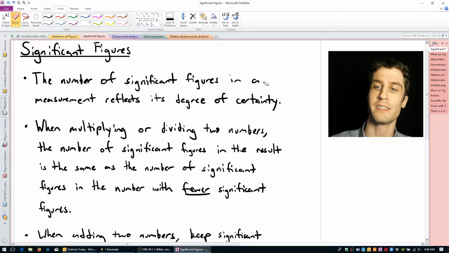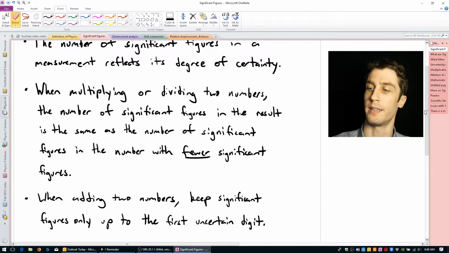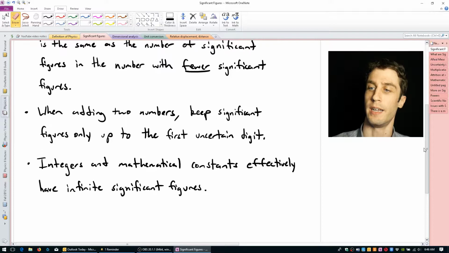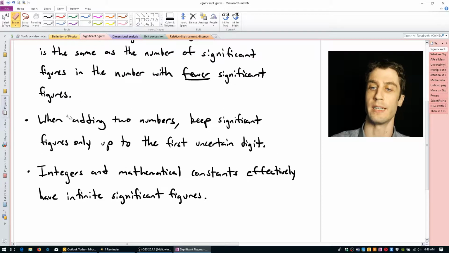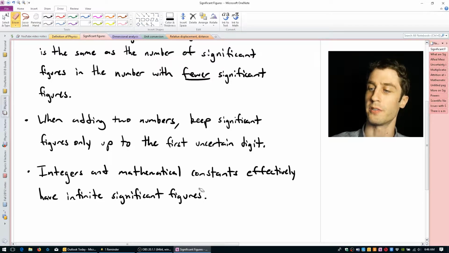So the number of significant figures in a measurement reflects its degree of certainty. When multiplying or dividing two numbers, the number of significant figures in the result is the same as the number of significant figures in the less precise measurement. When adding two numbers, keep significant figures only up to the first uncertain digit, and integers and mathematical constants effectively have infinite significant figures. So you get to use as many significant figures as you want for those.